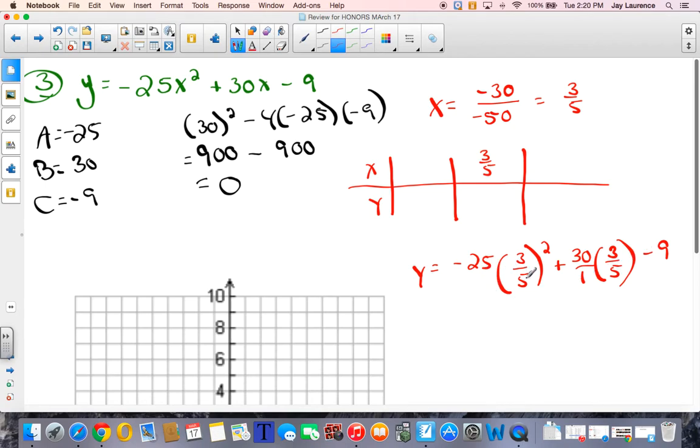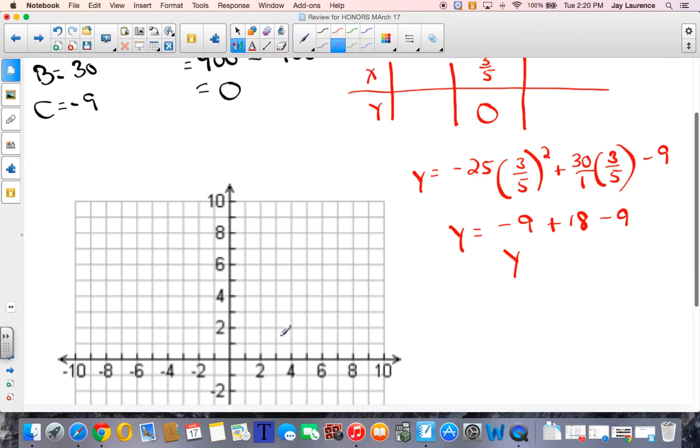And so, let's see, it's going to be 25. That's going to be a negative 3 there. No, it's going to be a negative 9, excuse me. So I'm going to get a negative 9. y equals negative 9 plus 18 minus 9. Oh, silly Mr. Lawrence. Of course it had to be 0 because there's only one zero and it is the vertex. So 3/5, 0 might be right about there.